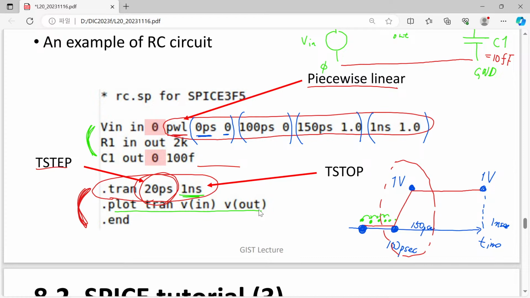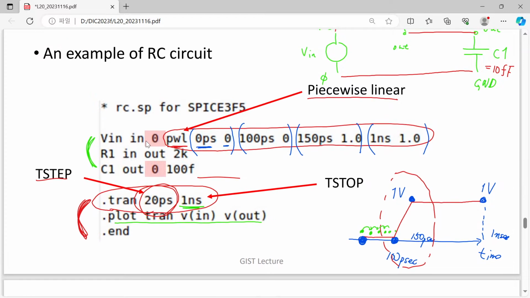And I wanted to say one comment. Although this is the standard input file, it was tested for a specific SPICE version. So what is this SPICE version? SPICE 3F5. This is the last freely available version.